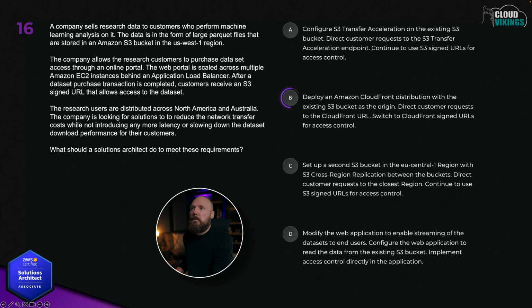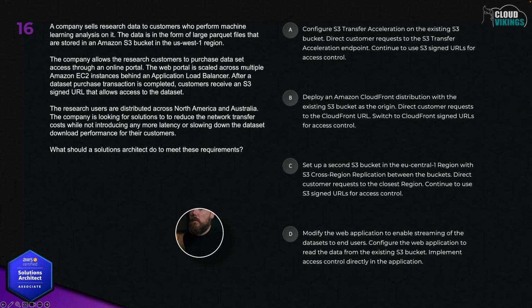The correct answer here would be B. Deploy an Amazon CloudFront distribution with the existing S3 bucket as the origin. Direct customer requests to the CloudFront URL. Switch to the CloudFront signed URLs for access control.